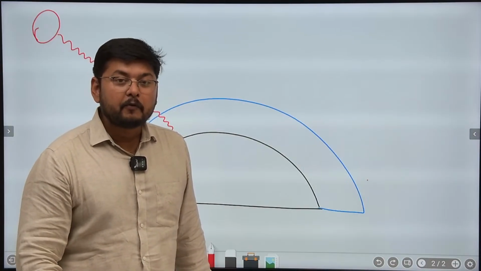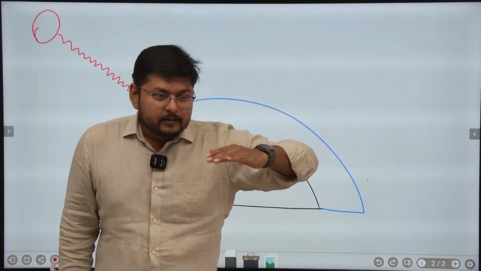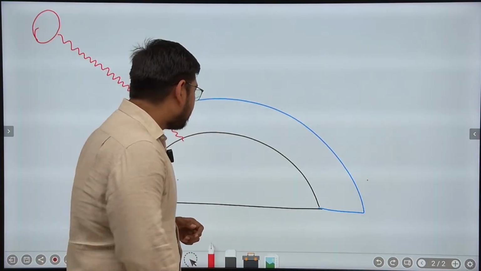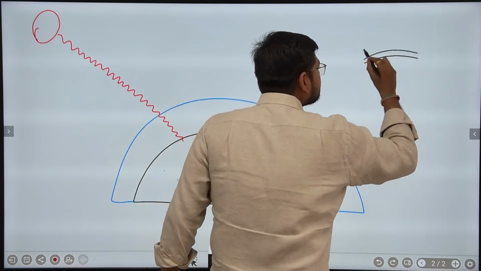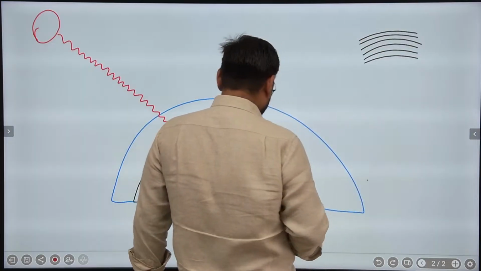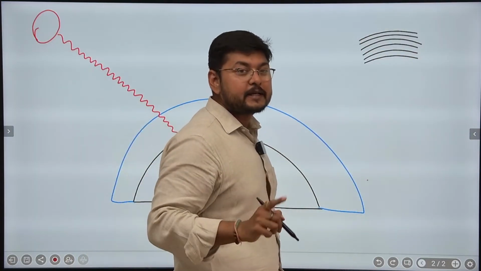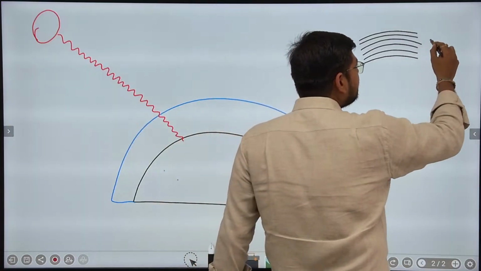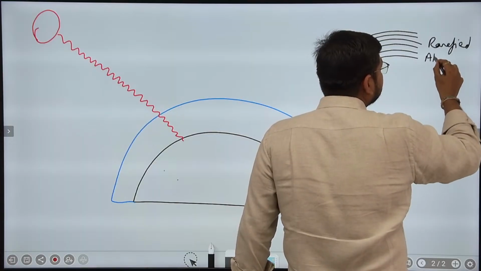है? Number one, the first thing that will happen here is that the Earth's atmospheric layer is rarefied. Rarefied means there are different layers present over the outer atmosphere. Okay, this is called rarefaction. मतलब कि different layers are present here. This is called the rarefied atmosphere.